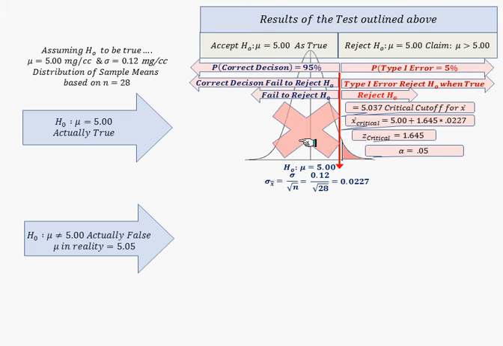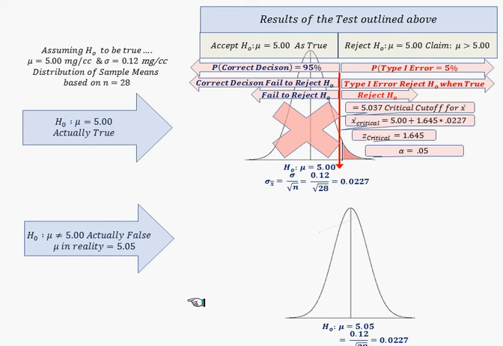So this diagram above is wrong. In fact, if the mean is 5.05, this curve at the top here is placed at 5.05. Standard deviation 0.0227. Now here's the thing, that this criteria line joins the two together. So on the left of this line, we're failing to reject H0. On the right of it, we're rejecting H0.